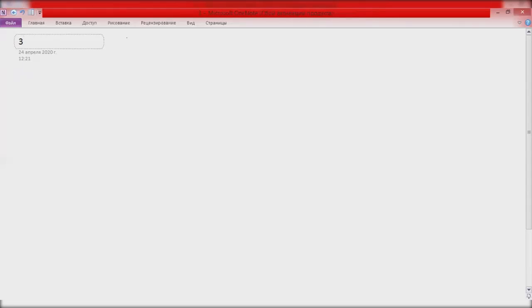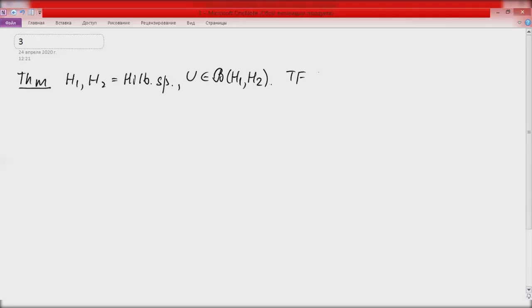Okay, and now we are going to introduce a class of operators which contains all isometries, all co-isometries, and all orthogonal projections as special cases. So we'll have the following theorem. Suppose that H1 and H2 are Hilbert spaces, and U is a bounded operator from H1 to H2. Then the following conditions are equivalent.